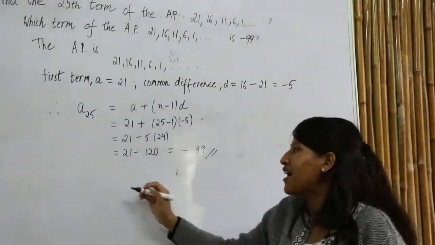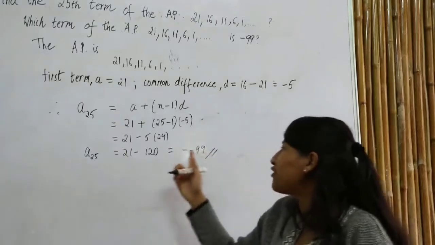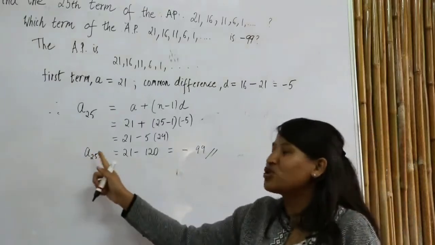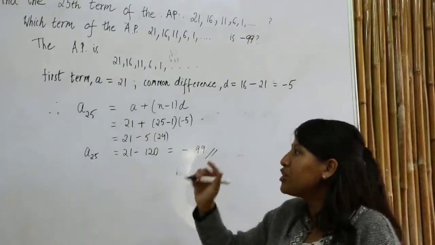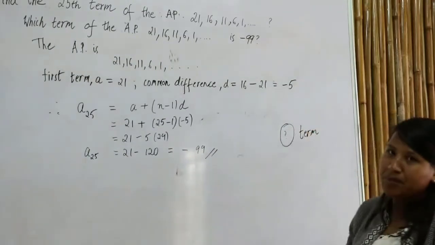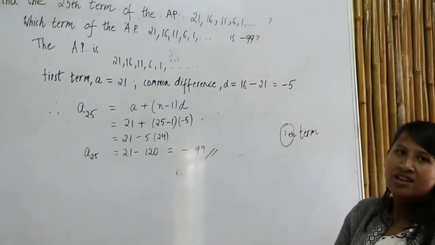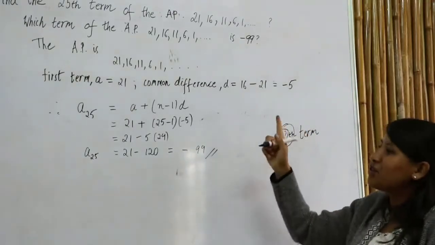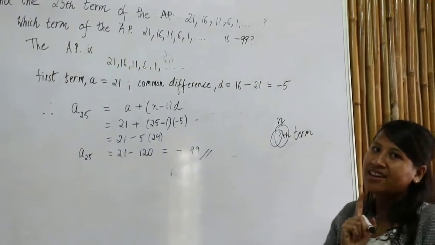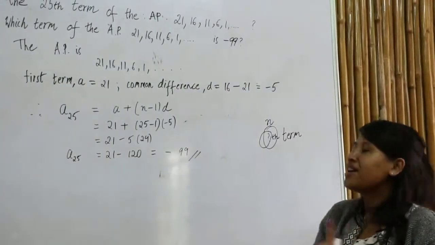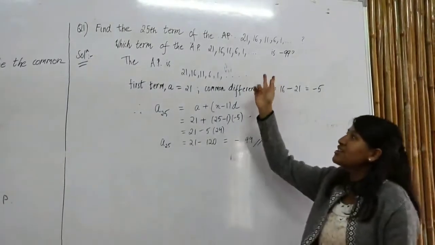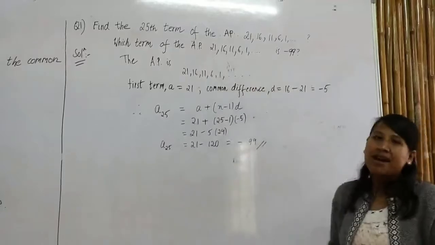Now look here, I got A25 to be minus 99. So when they say 25th term, you should know that it is A25. Now when they say which term, it means the question mark term. You have to find this. What is this? If you look, it is the nth term, which means you have to find n. So when they say which term, it means that you have to find this n. So the second question is, which term of the AP is minus 99?